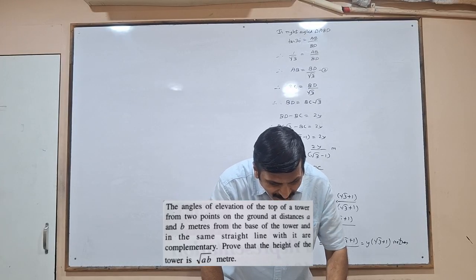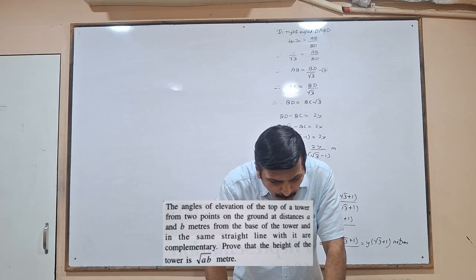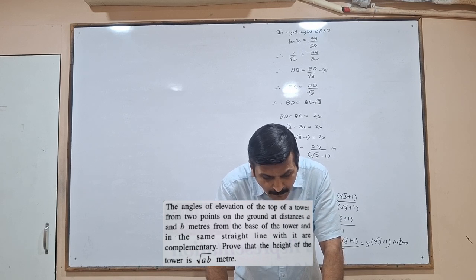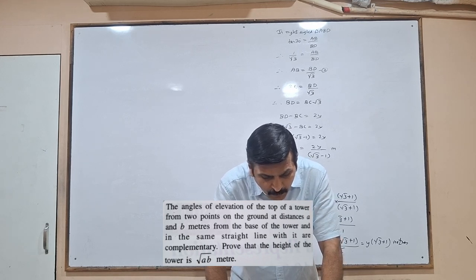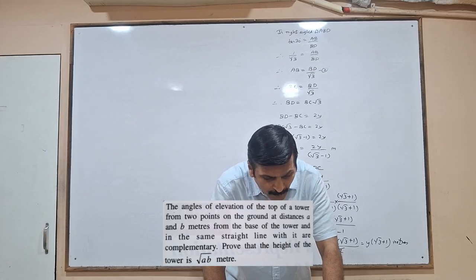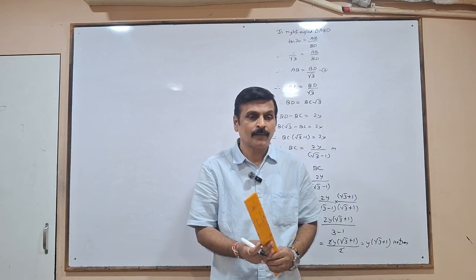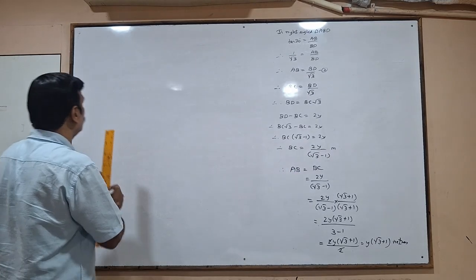Next, the angles of elevation of the top of a tower from 2 points on the ground at a distance a meters and b meters from the base of the tower in the same straight line with it are complementary. Prove that the height of the tower is root AB meters. There is no angle of elevation given.